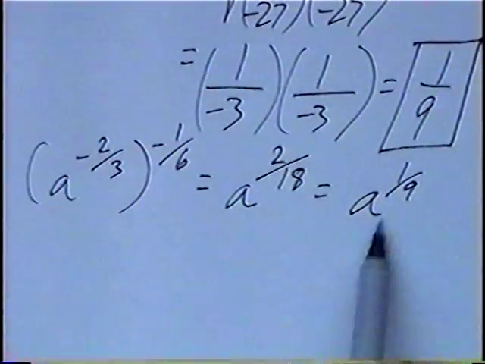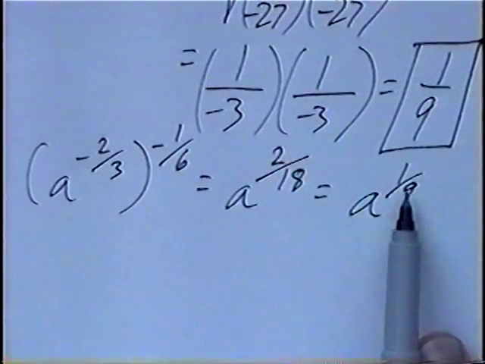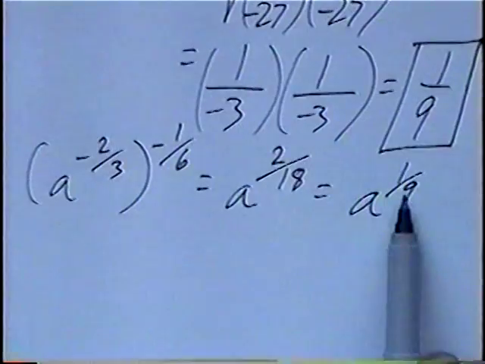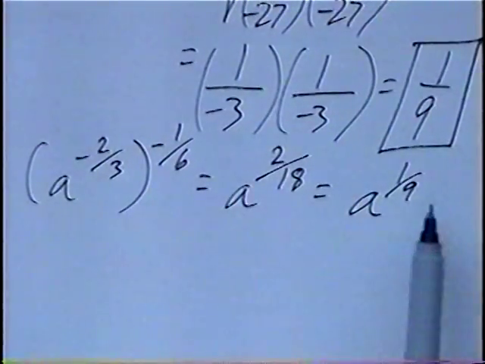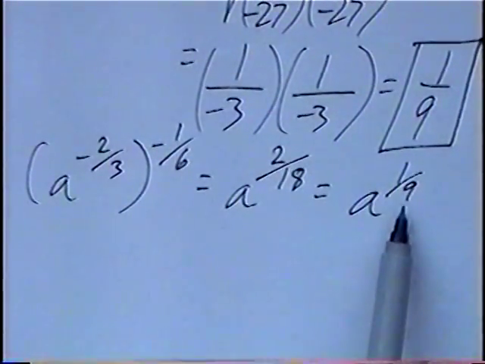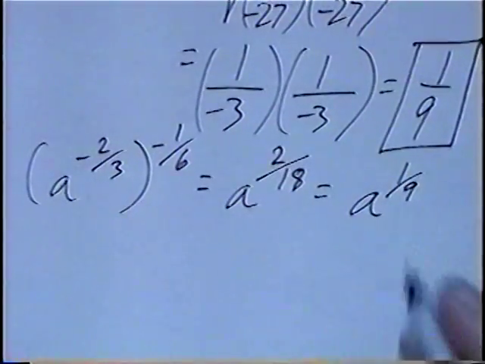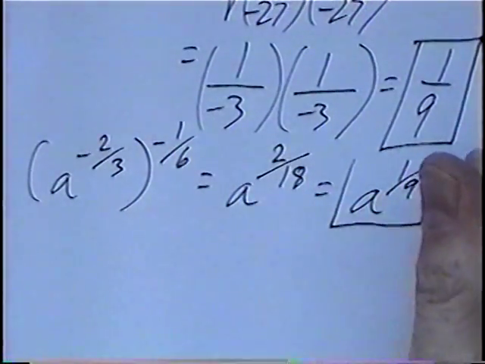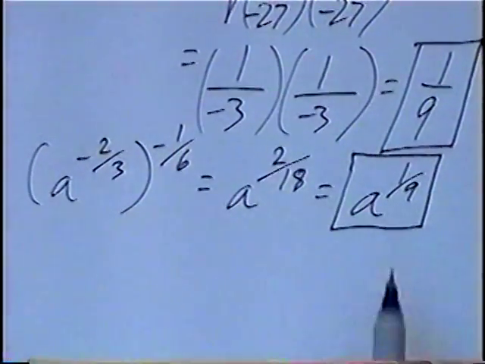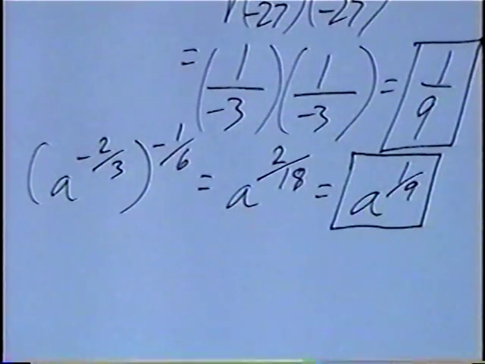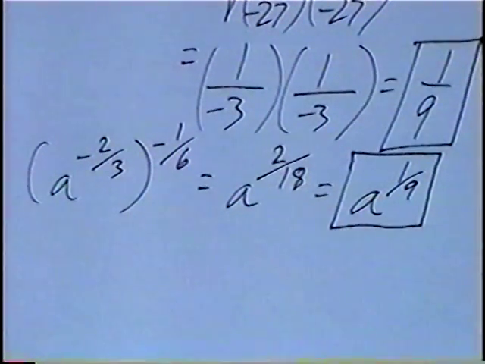We can leave answers in exponential form as long as this is a reduced fraction and it's not an improper fraction. If you have an improper fraction where the numerator is bigger than the denominator, we can change that to radical form to simplify. As long as it's a fraction in reduced form, we can leave it as a to the 1/9.